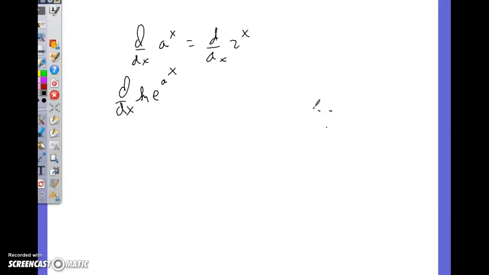So, to what power do you need to raise e to make e to the a to the x be a to the x, correct? I've not done anything goofy or weird or new or even different. So far, so good?